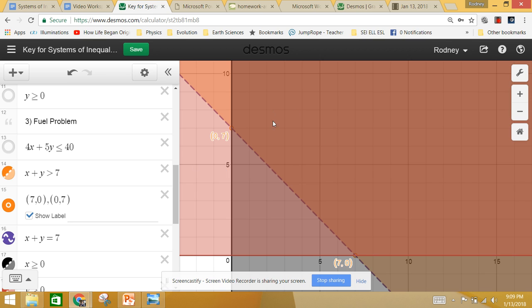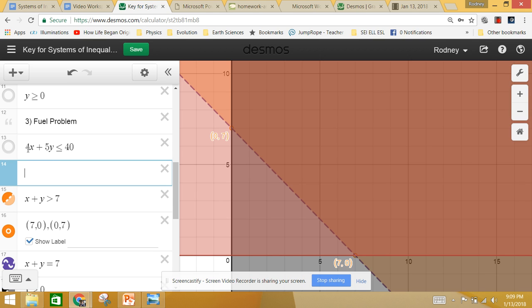And now we have three inequalities overlapping. And at this point, just this area is allowed as a solution to the system. But we have one more inequality to deal with, and that's the money one. So 4x plus 5y is less than or equal to 40. It's going to be a solid line. I'll use solid dots for my intercepts.